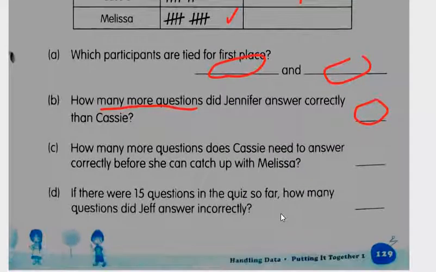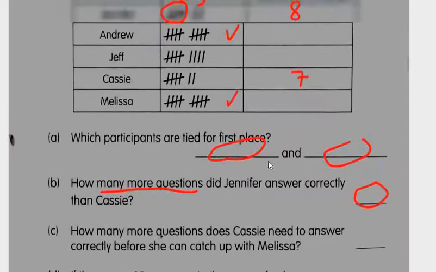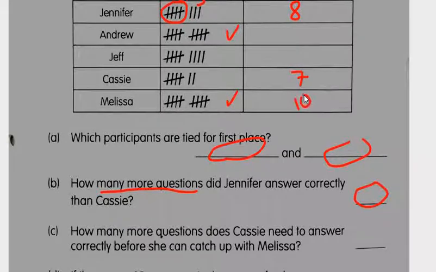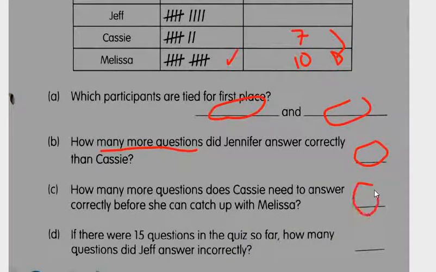Question C, how many more questions does Casey need to answer correctly so she can catch up with Melissa? Casey got 7, and Melissa got 10. So how many more does Casey need to answer to get 10? Yeah, 7 to get 10, you have to add it by, that will be the answer for question C.